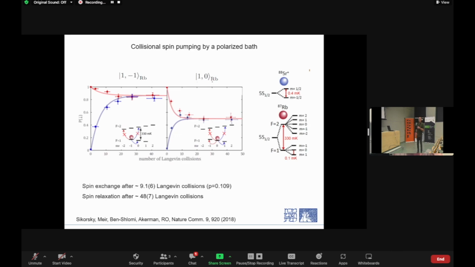after 9 collisions, or if you like, the probability for a spin exchange collision to occur given a Langevin collision is roughly 10%. But there's also spin relaxation involved. Luckily, it's weaker, and that's why polarization does occur. If we are not orienting our rubidium atoms, so if there's no preferred direction, we see that the spin of the ion gets completely mixed to an equal superposition of plus and minus 1/2.